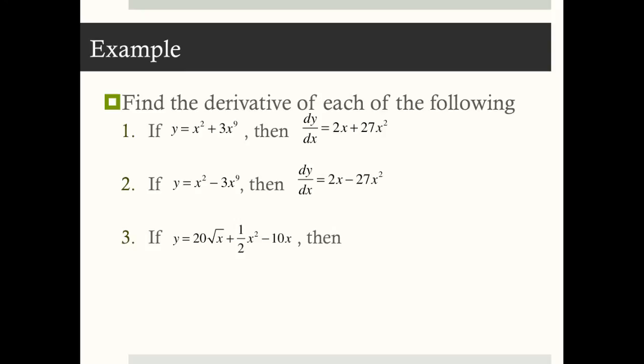And then finally, a little bit more complicated, if y is equal to 20 times the square root of x plus half x squared minus 10x, then the derivative of y with respect to x is going to be the derivative of that first element, 20 times x to the half, plus the derivative of the second element, 1/2 x squared, minus the derivative of that third element, 10x. Comes out to be 10 over the square root of x plus x minus 10.